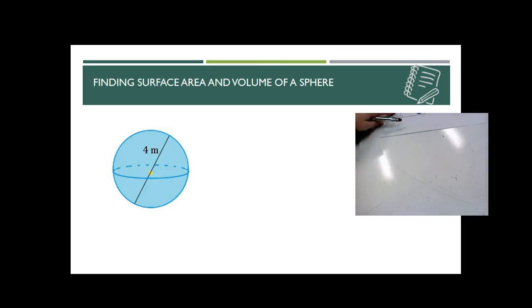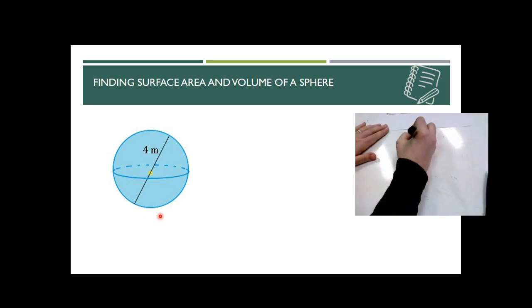Great, guys. Next one would be a type of problem that asks you to find the surface area and volume given a sphere. And you can see our sphere right there on the screen, and you notice that its diameter is 4 meters across, which means that its radius is half that. So we have a radius of 2 meters.